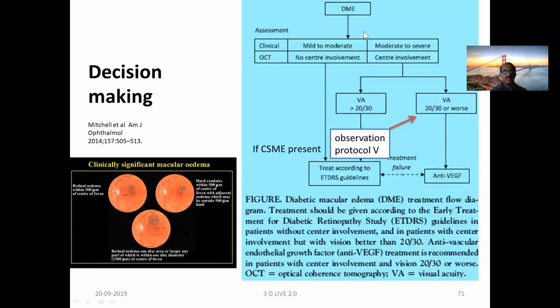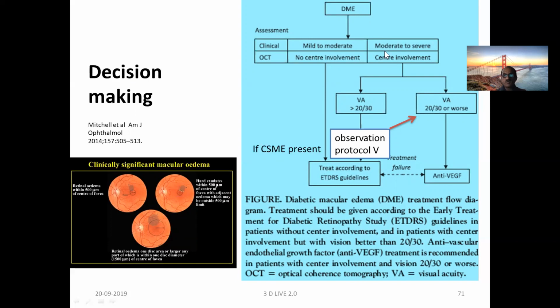If there is diabetic macular edema, classify them as center involving or not center involving. So for DME, OCT is a must. Now, if there is no center involvement, anti-VEGF does not come into play. And if there is no center involvement but CSME is still present, because one of these definitions may be met, irrespective of the vision, you treat by focal laser according to the ETDRS study.